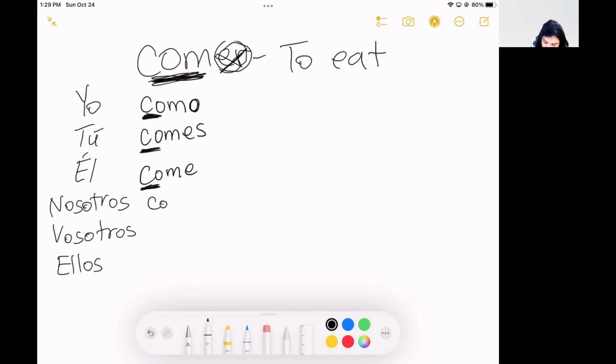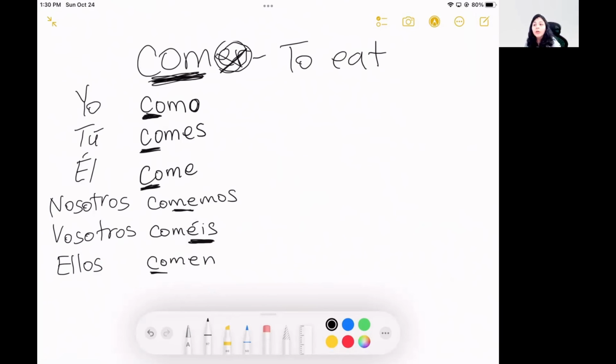Nosotros, we. The emphasis is here. Comemos. Next, the next three are emos, éis, en, right? So we already did comemos. The last three, emos, éis, en. Vosotros coméis. Emphasis is here. Y ellos comen. Emphasis is here. Comen. Ellos comen. They eat.